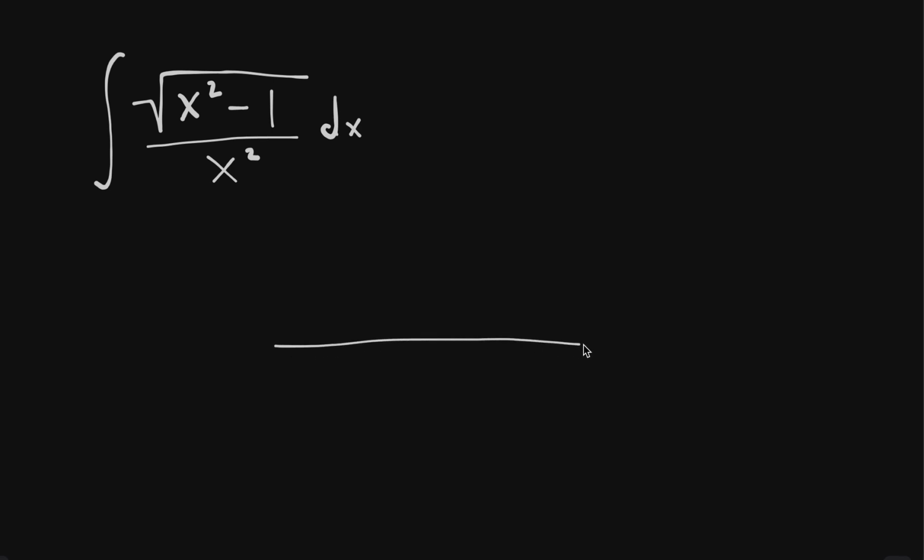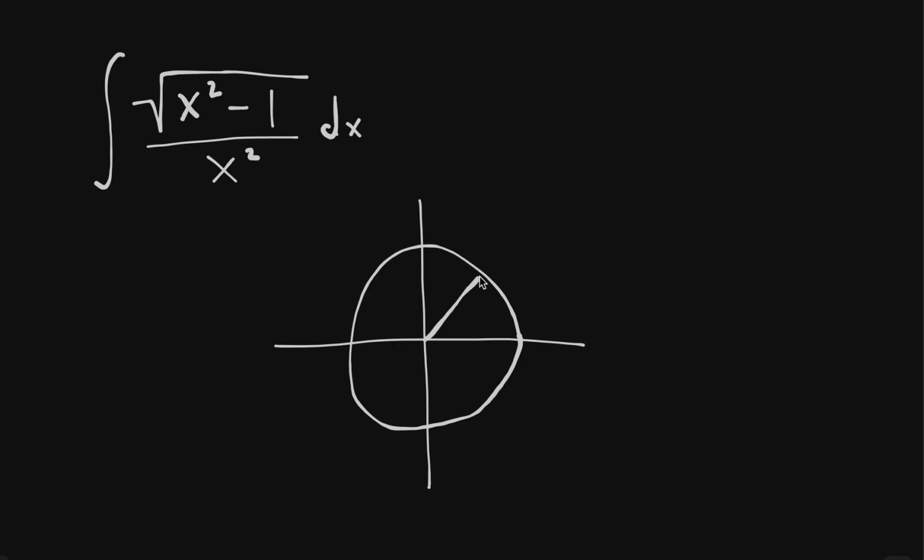So let me draw a right triangle inside of a unit circle. A unit circle has a radius of 1. Let me call this side y and this side x. And I'm going to label this angle as theta. And the right angle is here.